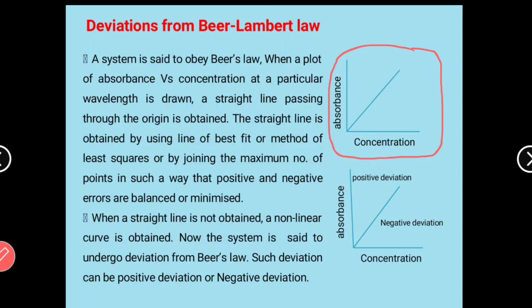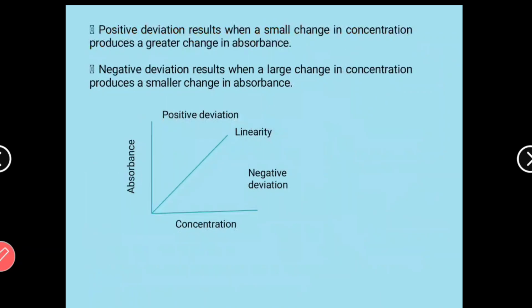The straight line is obtained by using line of best fit or method of least squares, or by joining the maximum number of points in such a way that positive and negative errors are balanced or minimized. When the straight line is not obtained, a non-linear curve is obtained. Now the system is said to undergo deviation from Beer's law. Such deviations can be positive deviation or negative deviation.